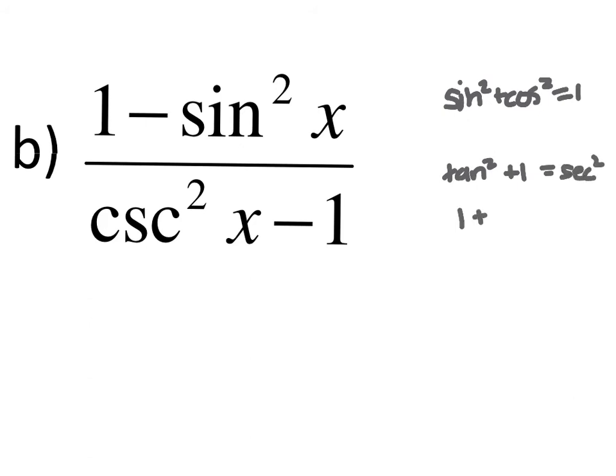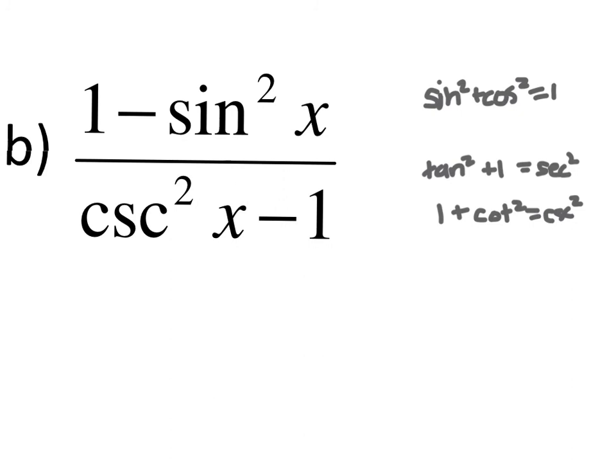And I know that 1 plus cotangent squared equals cosecant squared. So first of all, I would probably recommend that you write that on your test. As soon as you get it, write your 3 identities out, okay? And then as soon as I see the squareds and the 1s, I know that I'm using something like that.